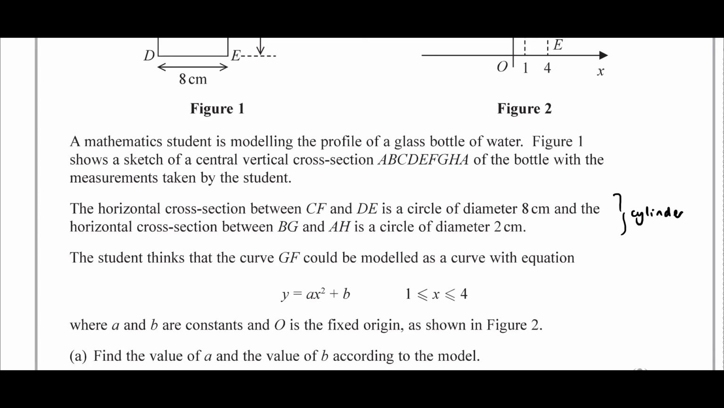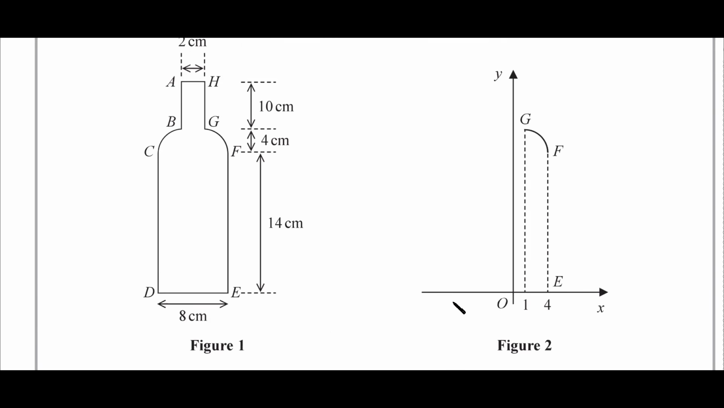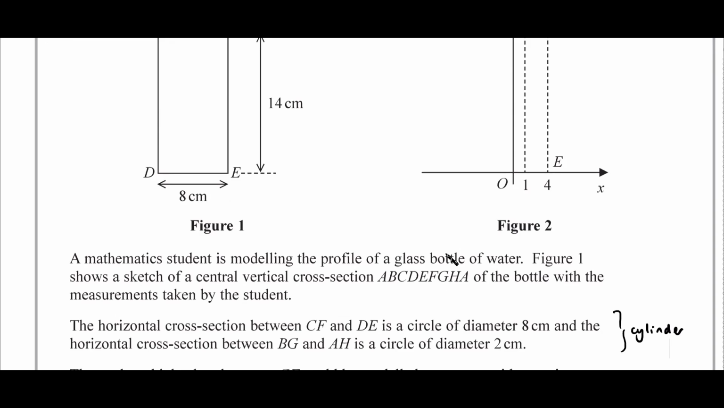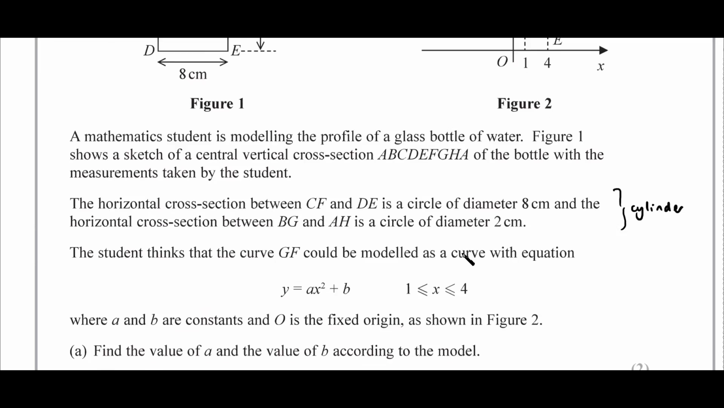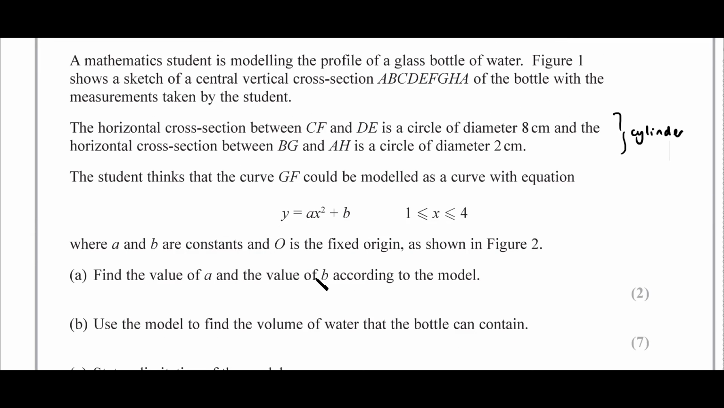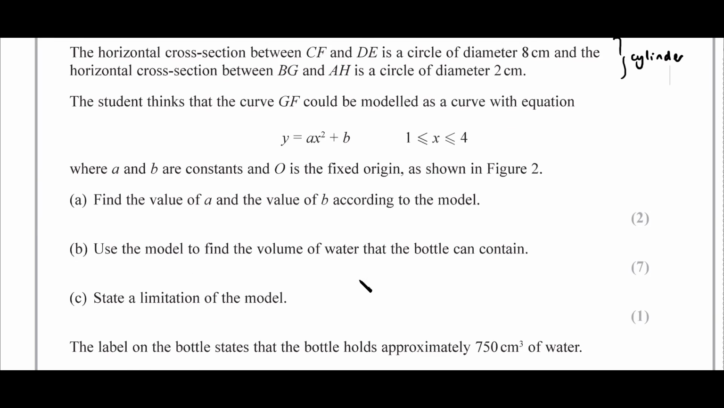The student thinks that the curve GF could be modelled as a curve with equation y equals ax squared plus b, where x is in between 1 and 4, so that's just this curved bit, and a and b are constants, and O is the fixed origin, as shown in figure 2. We have to find the value of a and b according to the model.